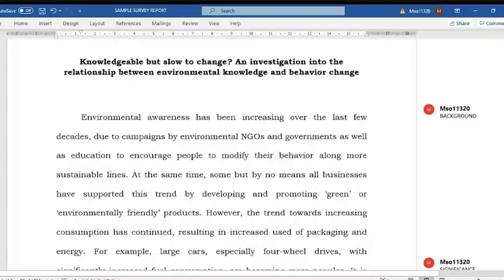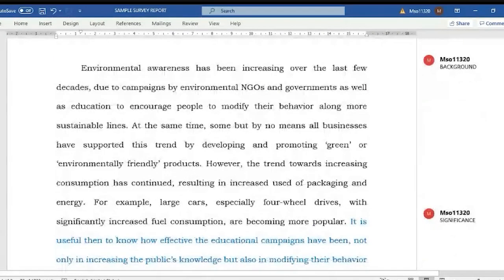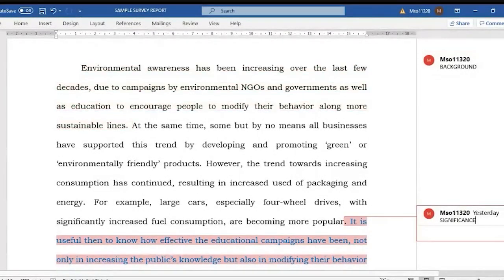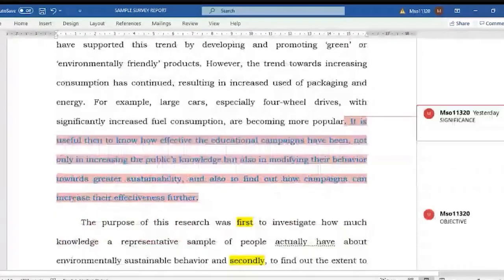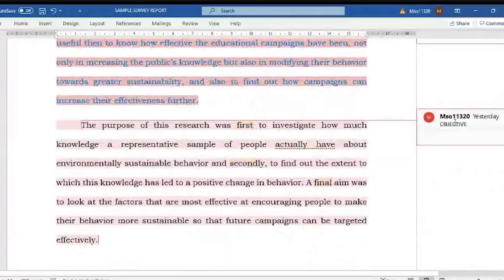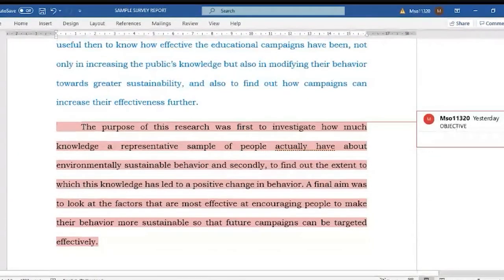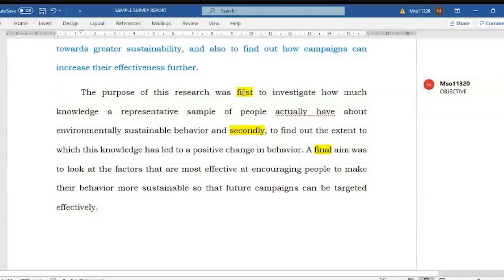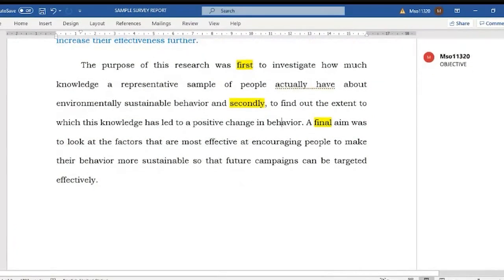Again, we are still in the introduction. First, you have to consider the background. Second, you have to consider the significance. And then you have to tell the readers about the objective of this study or survey. So in this study, we have first, highlighted in yellow, second, and third. There are three objectives.